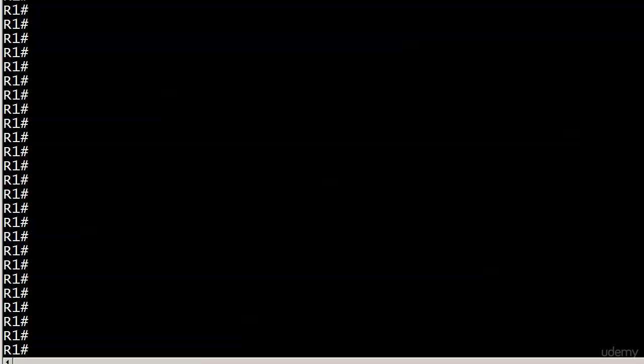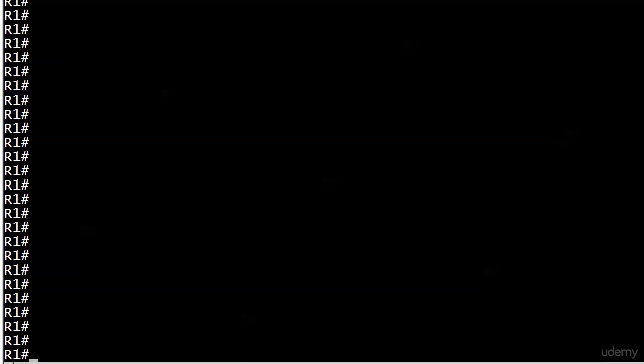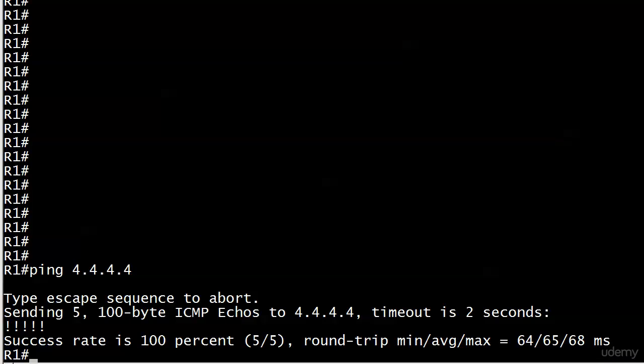Let's go ahead and I'll send some pings over to router 4's loopback, and you can see we can ping it. But ping is a great place to start a connectivity test. It's a great place to start a lab, and it's a great place to start your troubleshooting. Yeah, so I'm leading up to something, right?